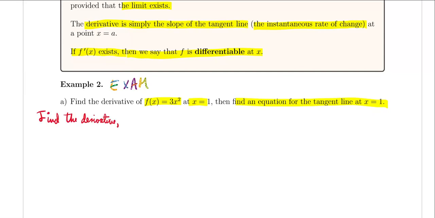Alright, so let's find the derivative f prime of a. Now we're going to use our limit definition. We know that f prime of a is equal to the limit as h approaches 0 of f of a plus h minus f of a, all over h. Since we're looking for the derivative at x equals 1, our a value at some point is going to be equal to 1.